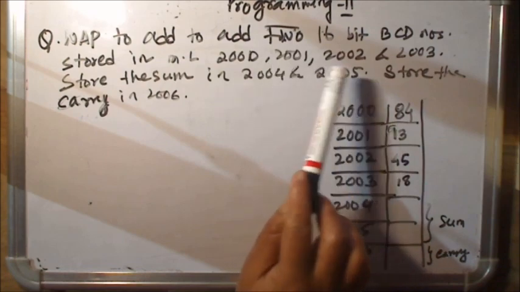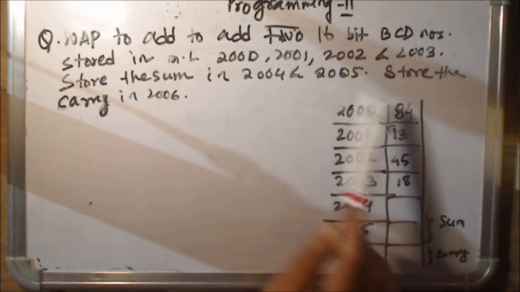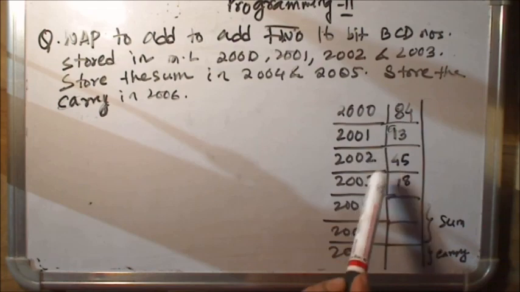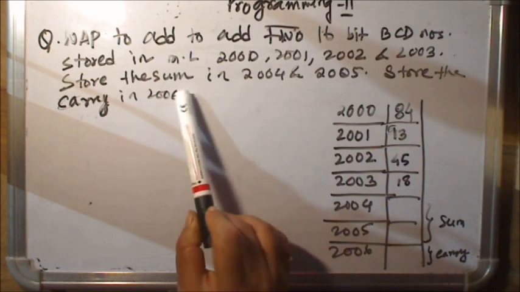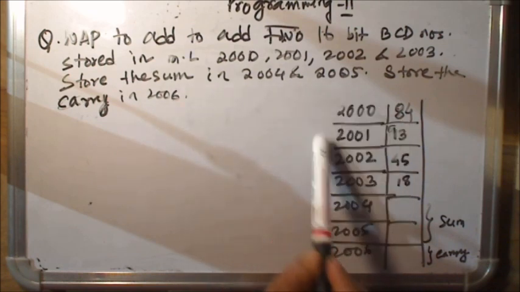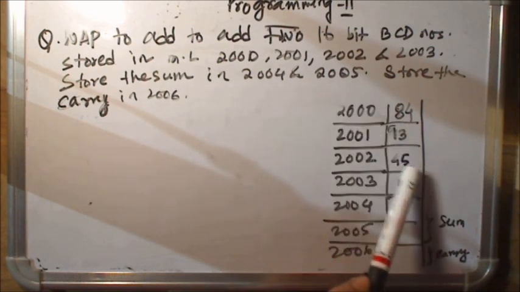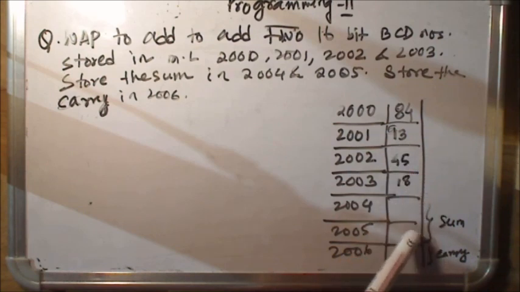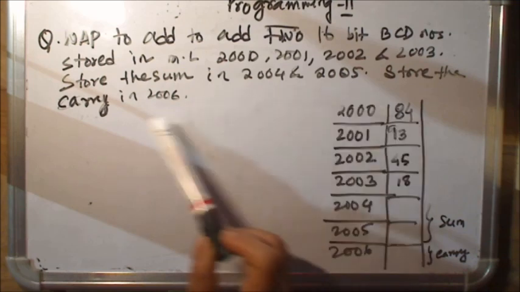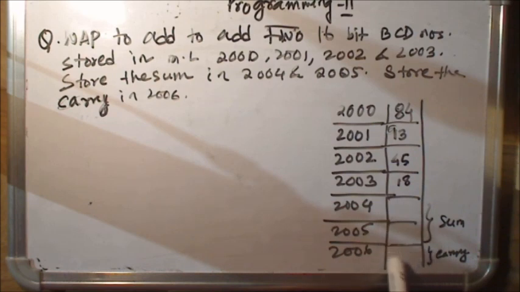So write a program to add two 16-bit BCD numbers stored in memory locations 2000, 2001, 2002 and 2003. After adding these 16-bit numbers, store the sum in 2004 and 2005. Since the addition is of 16-bit numbers, the result will also be of 16-bit. So we will require 2 memory locations for storing the sum, and to store the carry we will require 1 memory location, that is we will store the carry in 2006. So this is our question. Hope the question is clear.